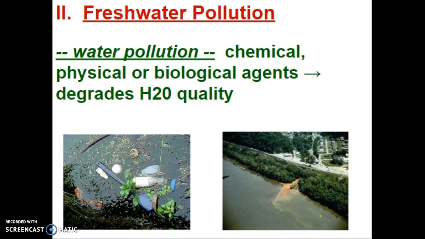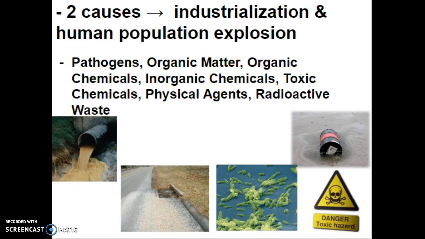Biological agents, those would be considered things like organic wastes from animals. Biological agents could also be bacteria or viral strains that are introduced into the water supply. All three of those things, however, will degrade water quality. Freshwater pollution is caused by two reasons mainly: industrialization and the human population explosion.